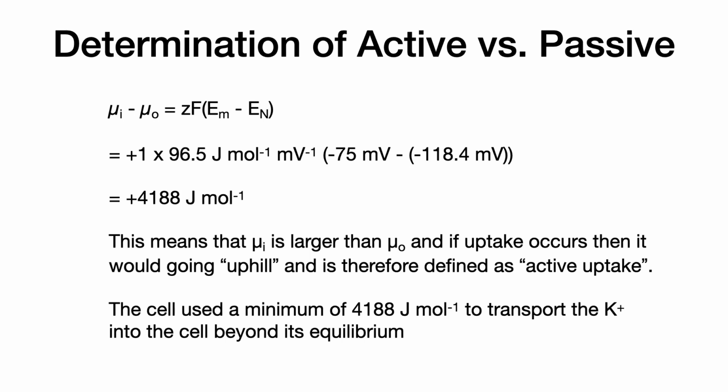This is for a cell that has a concentration of potassium outside the cell of 1 millimolar and an internal concentration of 100 millimolar. When we make this calculation, it comes out to be 4,188 joules per mole. This means that the chemical potential inside the cell is larger than the chemical potential outside the cell. And if uptake occurs, then it would be going uphill and is therefore defined as active uptake.